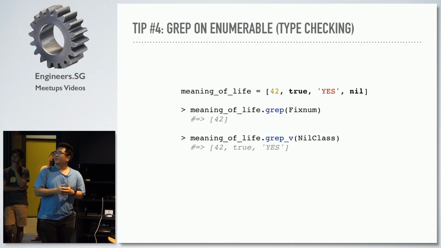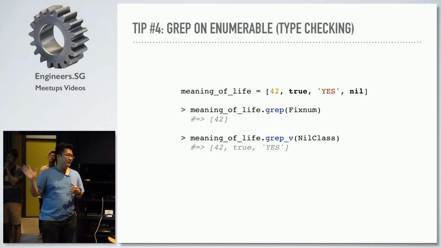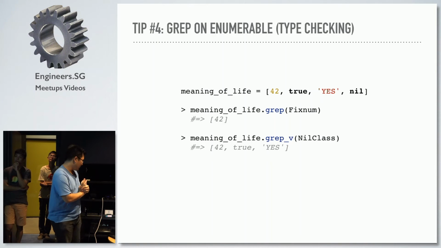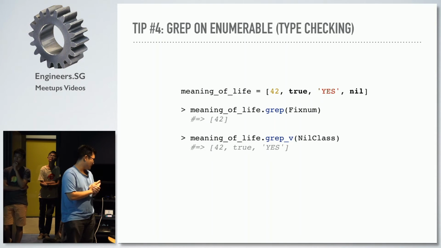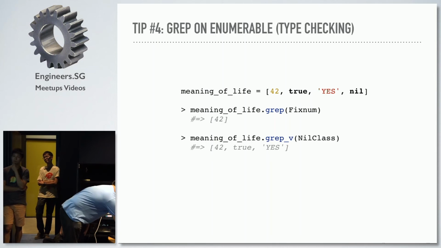So you can use Fixnum or NilClass because the class object implements this. It also works with grep_v. So yes, you can do this if you need to do some kind of type checking, though in Ruby, hopefully you never have to do this.